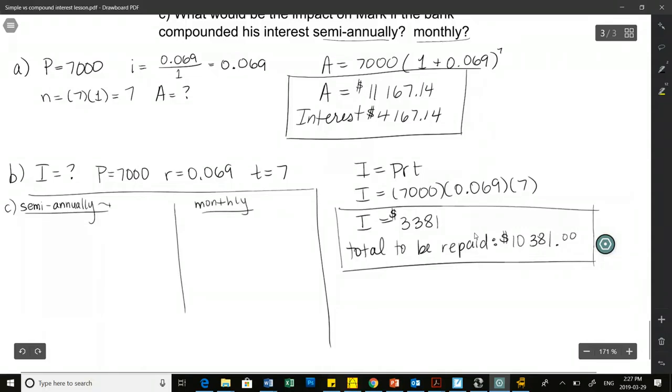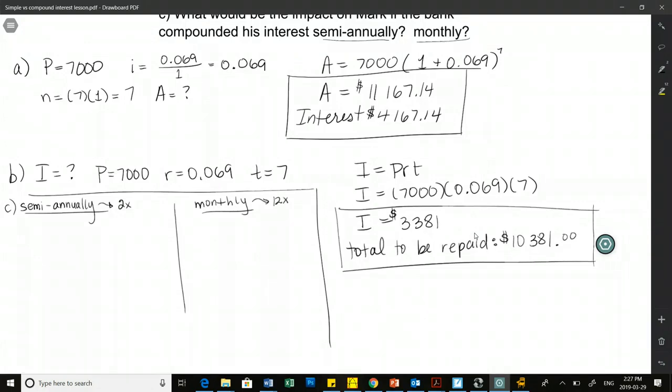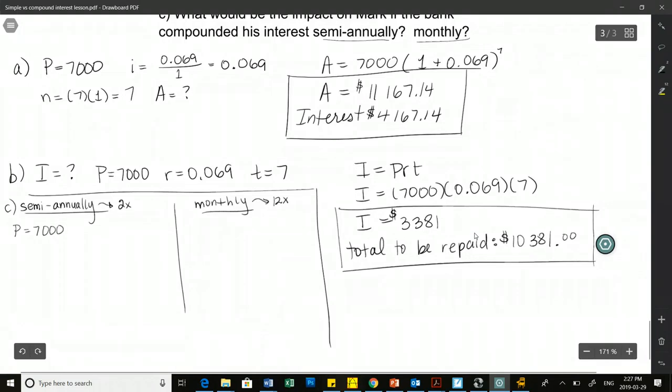So semi-annually, remind me how many times a year is this? 2 times per year. And monthly? 12 times per year. Okay, this is my number of compounds per year. This is what I was talking about in that earlier formula. Okay, so the principal value is still 7,000 for both of these. That doesn't change. Maybe I'll zoom in on this a little bit for you guys.